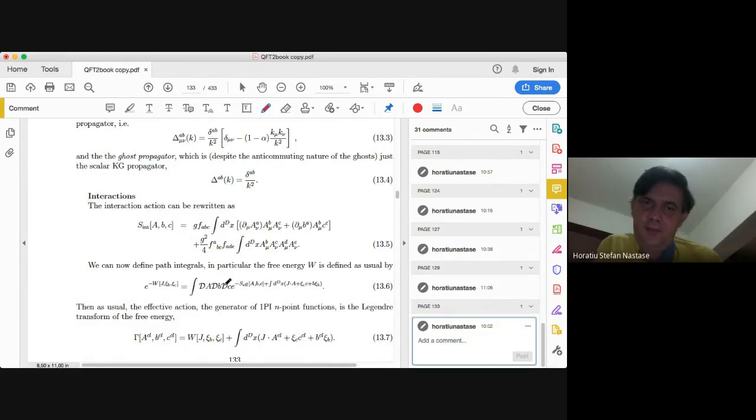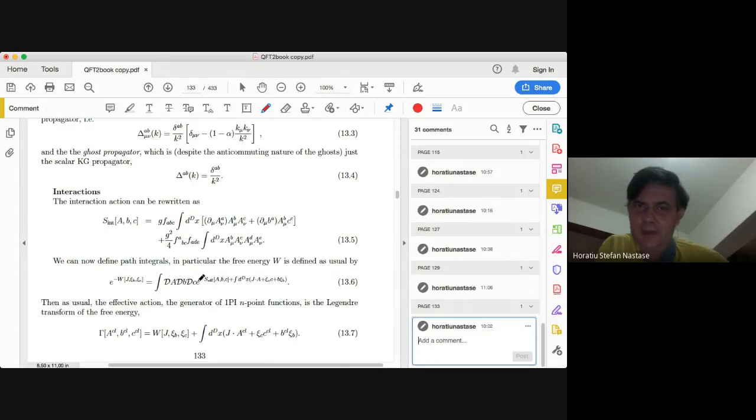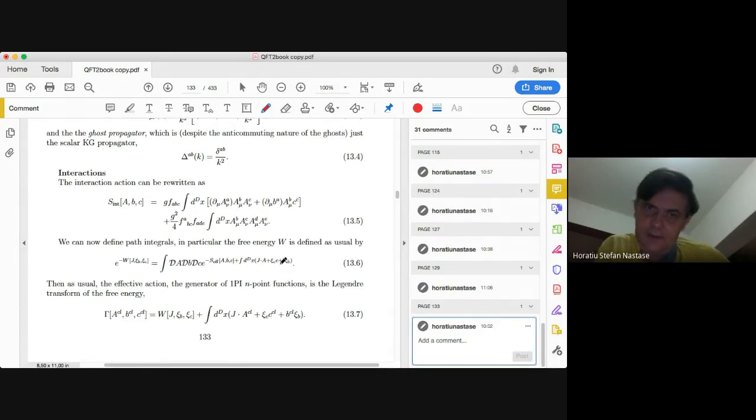But moreover, since now we have path integrals over A, but also B and C, we also have to put sources for A, but also for B and C. So I have to add the term integral J dot A, that's the usual thing for the path integral to depend on J, but also the path integral will depend on some psi C, multiplying C from the left, and psi B, multiplying B from the right, since C is always on the right and B is always on the left.